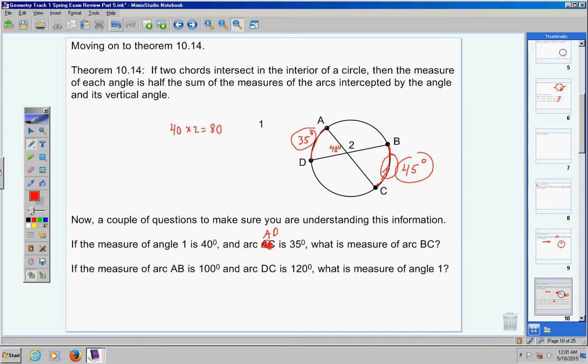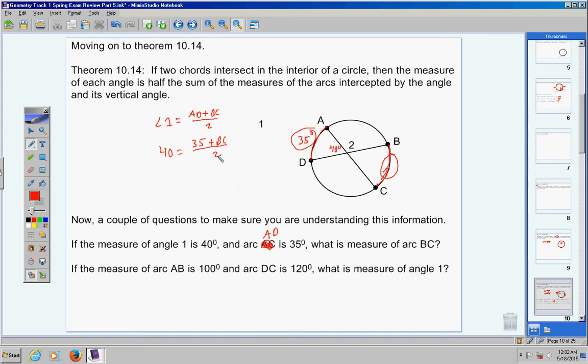Now another way to do it, if you didn't like that method, would be to write a formula. You're going to say the measure of angle 1 equals AD plus BC divided by 2, okay? And then for angle 1 you put 40. For AD, you put 35. And now we're all set. We can solve the equation.